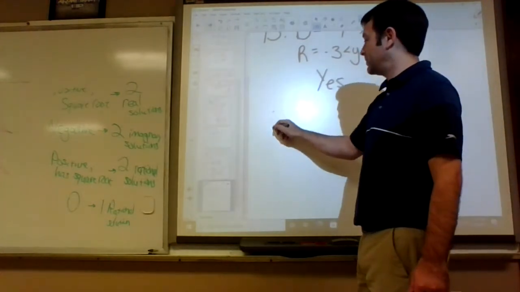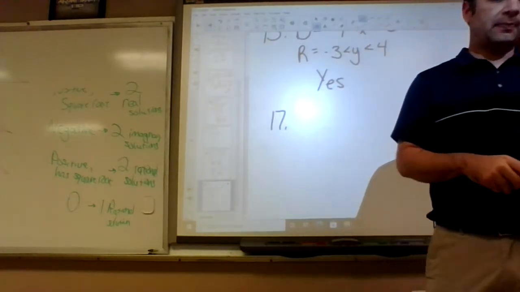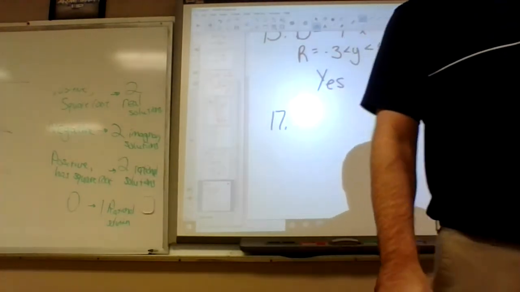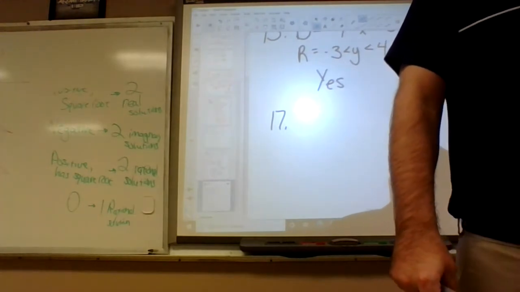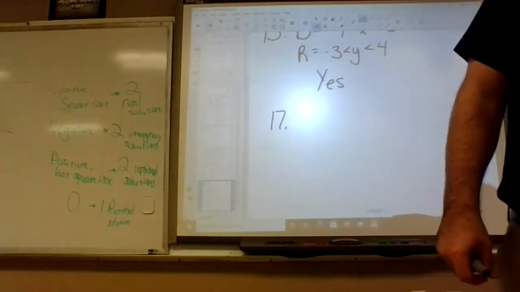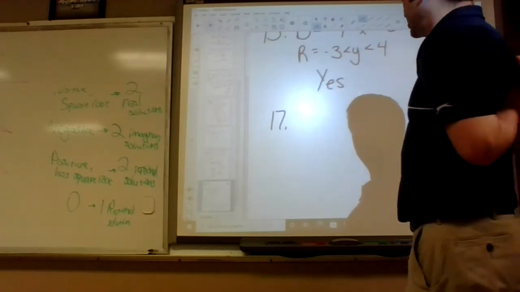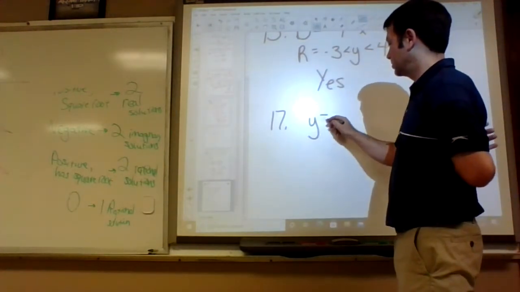Number 17. Graph each relation and state whether it is a function. Y equals 2x minus 4.